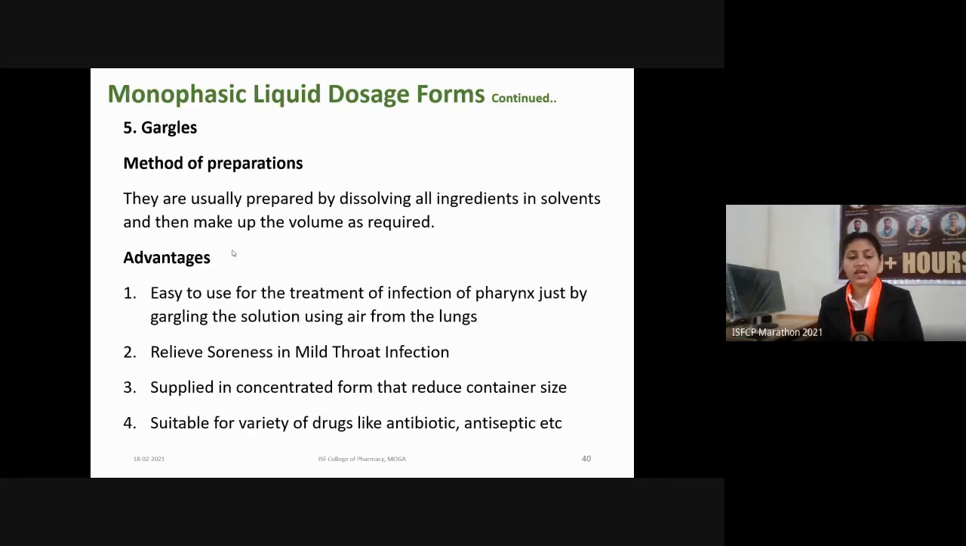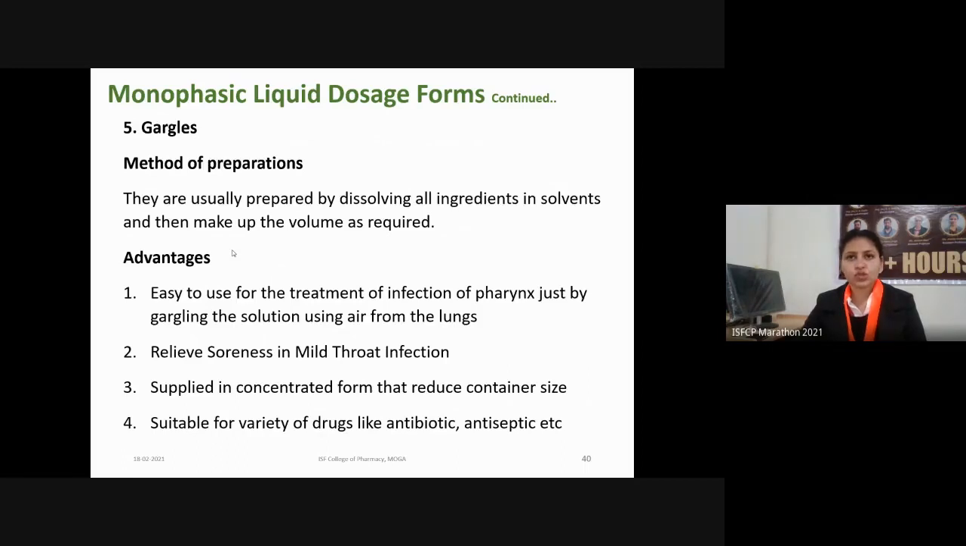The advantages of gargles are that they are easy to use for the treatment of infections of the pharynx. Just by gargling the solution, using air from the lungs, we can easily treat the infections that are on the pharynx. They also help in relieving soreness and mild throat infections. The next advantage is that they are supplied in concentrated form.